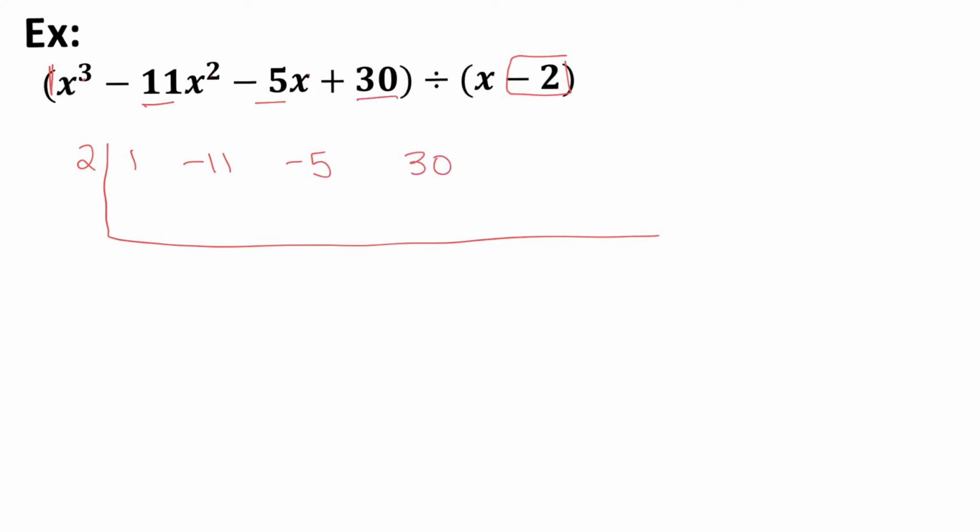Now, what I tend to do is on that last number right at the very bottom, I go ahead and draw my box. This is going to be my remainder, and so that kind of reminds me that that number will be my remainder. So the very first thing you do is you drop down that first number. You will always drop down that first number. Then you multiply 2 times 1, and then you add -9.